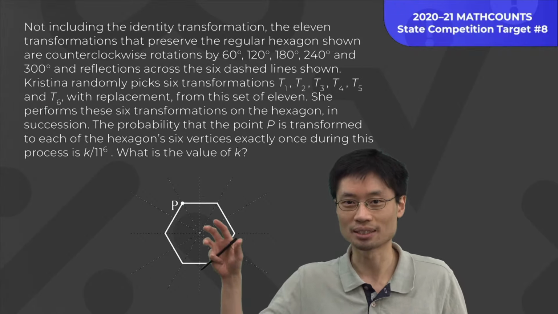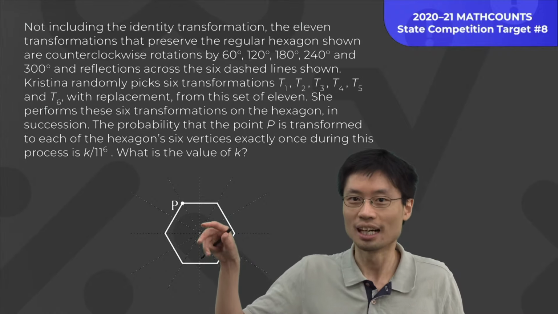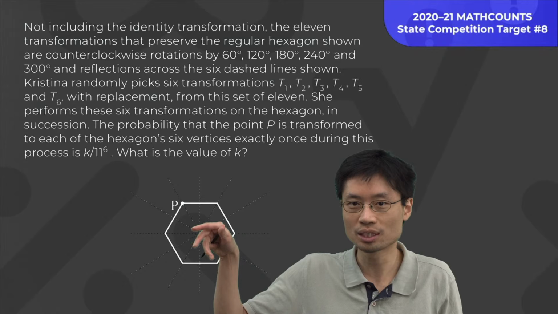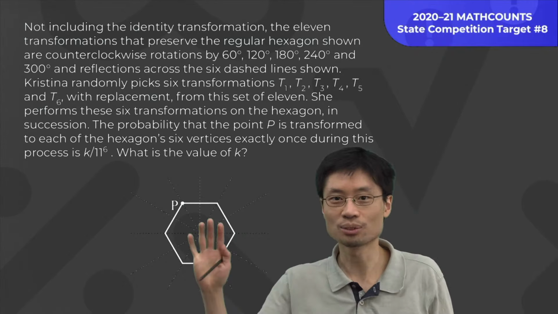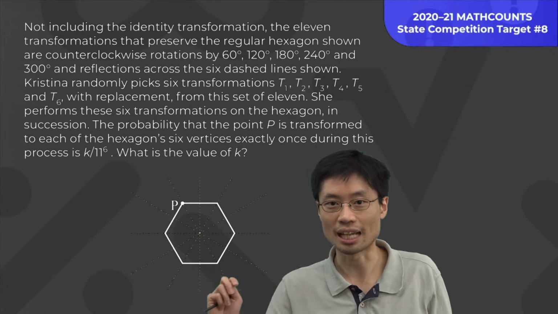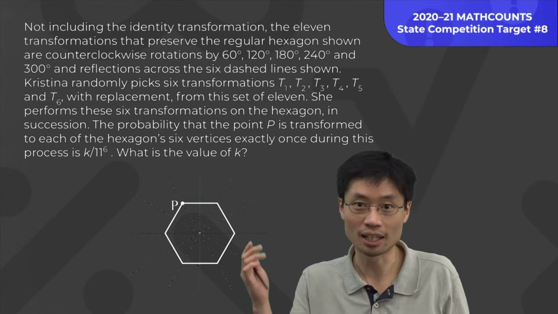What's a counterclockwise? It's this. Yeah, counterclockwise. Our 60-degree rotation, 120, 180, 240, and 300. And also reflections across these 6 dashed lines shown. I guess if you look really closely, you can see that there are some dashed lines.